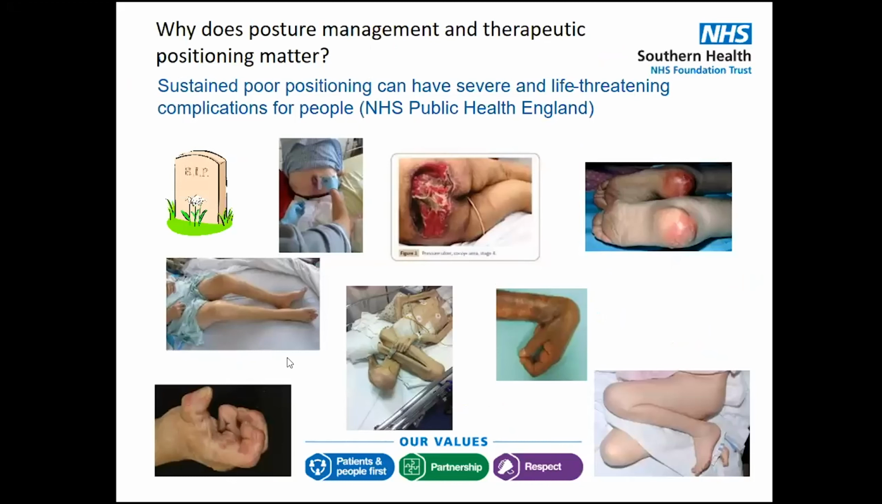So why does posture management matter? We know that people die from pressure ulcers. We know that people die prematurely from body shape changes. This is quite well researched and documented within learning disability. But I really want to raise awareness that I see it happening with our older generation as well, and I think particularly for our care home residents, where therapy seems to drop off as soon as they get into a safe place.